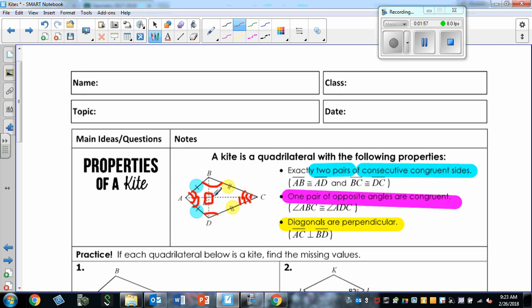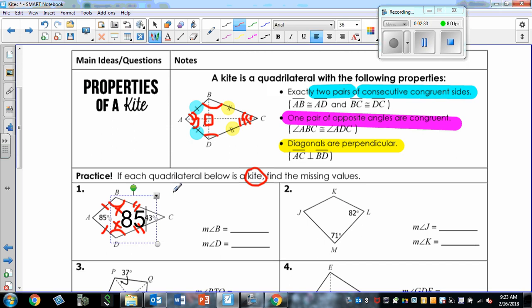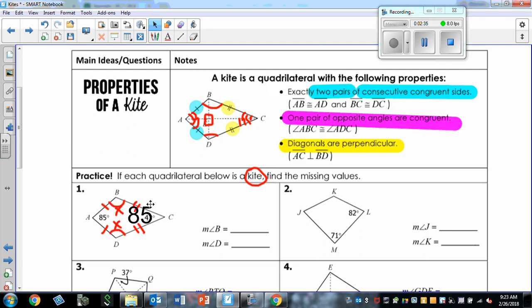So with kites, a lot of stuff is going to come down to working with right triangles, working with triangles adding to 180, and knowing which angles are congruent. So looking at number one, since I do know it's a kite, they're telling me that, I can see that AB and AD are going to be congruent and DC and BC, meaning angle B and angle D are going to be the congruent angles. So I'm going to call them X since I don't know either of them, but I do know they're the same.